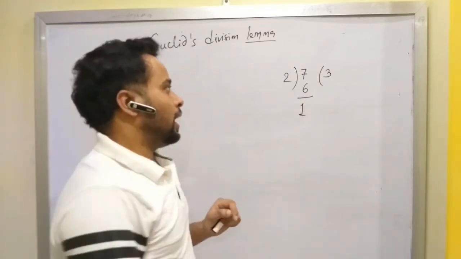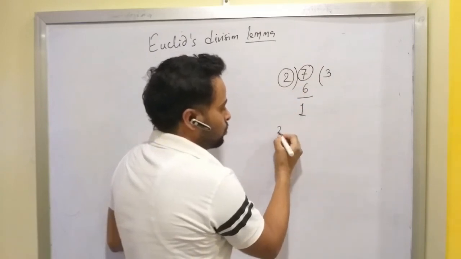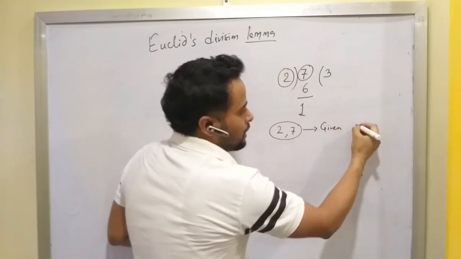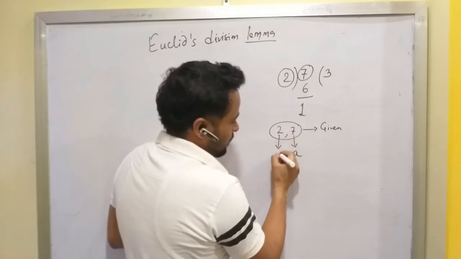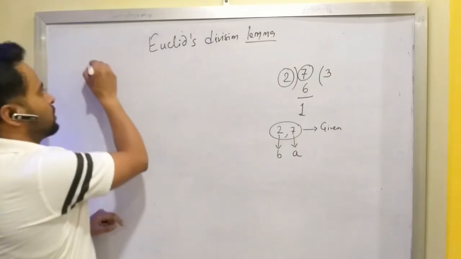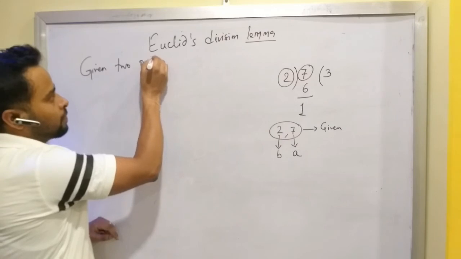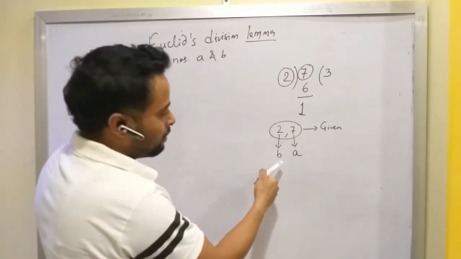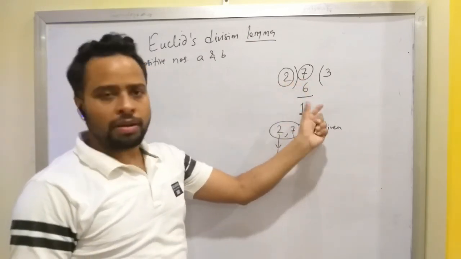How do I start? I started with 2 and 7. Let us denote 2 and 7 as the given numbers, and these are A and B. A is always greater than B. This is B. Given two positive numbers A and B, so my A and B are 7 and 2. You know this, like dividend, divisor, quotient, remainder.